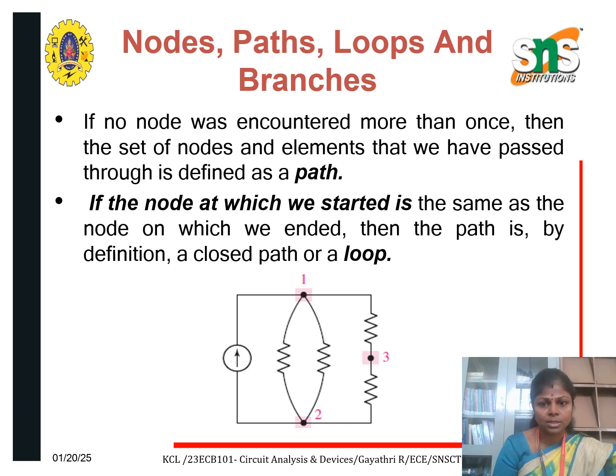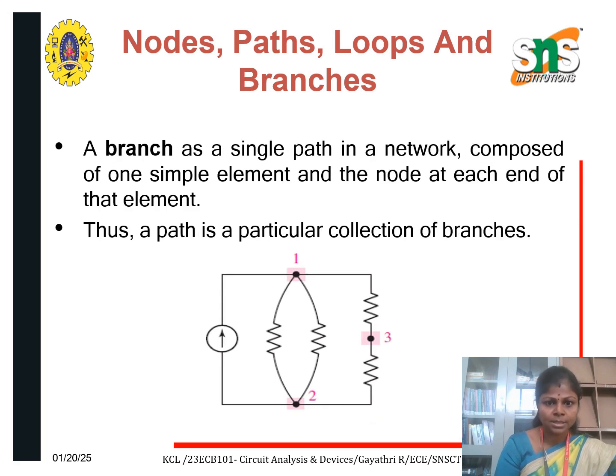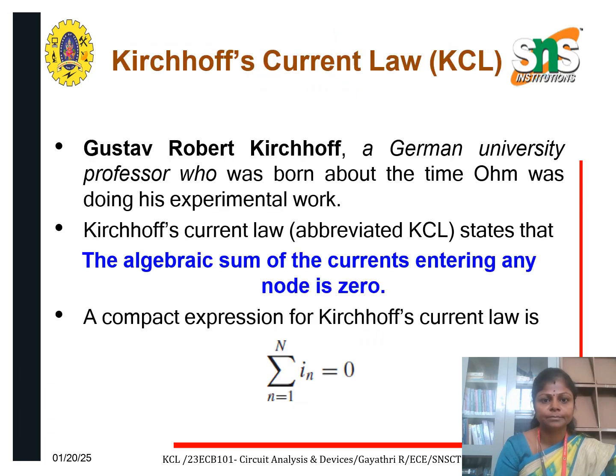If no node is encountered more than once, then the set of nodes or elements that we have passed through is defined as a path. If the node at which we start is the same as the node at which we end, that is, the starting and ending points are the same, then the path is defined as a closed path or loop. Branch: a branch is a single path in a network composed of one simple element and the node at each end of that element. Thus, a path is a particular collection of branches.